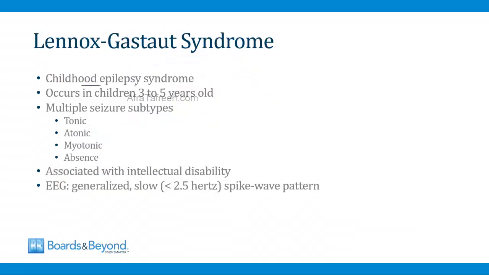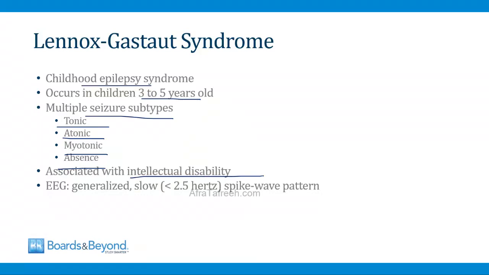Lennox-Gastaut syndrome is a childhood epilepsy syndrome that occurs in children 3 to 5 years of age. There are multiple subtypes of seizures that children with this disorder have. They can include tonic and atonic and myotonic and absence. Most importantly, though, in order to recognize this in a board question, it's associated with intellectual disability. So this is going to be a child who is not developing normally and having trouble meeting their milestones, and then has multiple different seizure subtypes.